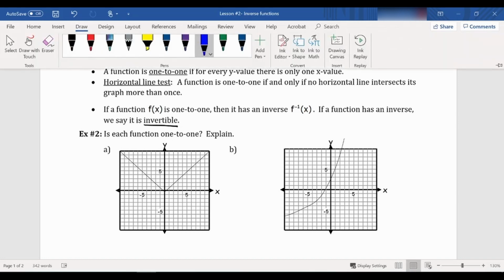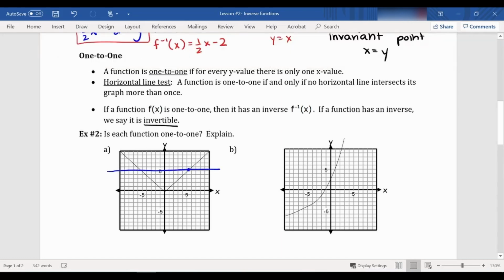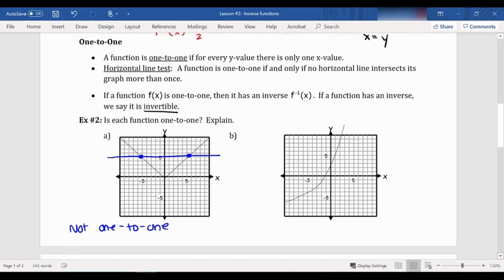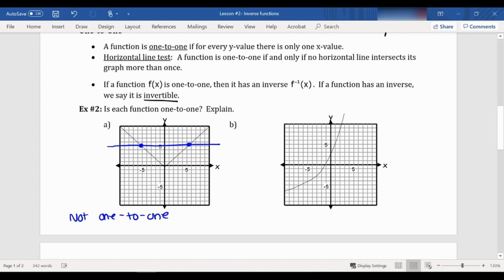Okay. So this first graph would not be 1-to-1 because if I draw a horizontal line, there are many places where we have multiple x values, or we cross our graph multiple times. So this is not 1-to-1. It fails the horizontal line test and it has two x values for one y value in multiple places. Okay. The other graph, if I draw a horizontal line, no matter where I draw it, I'm only crossing my graph once. So, yes, this is 1-to-1.